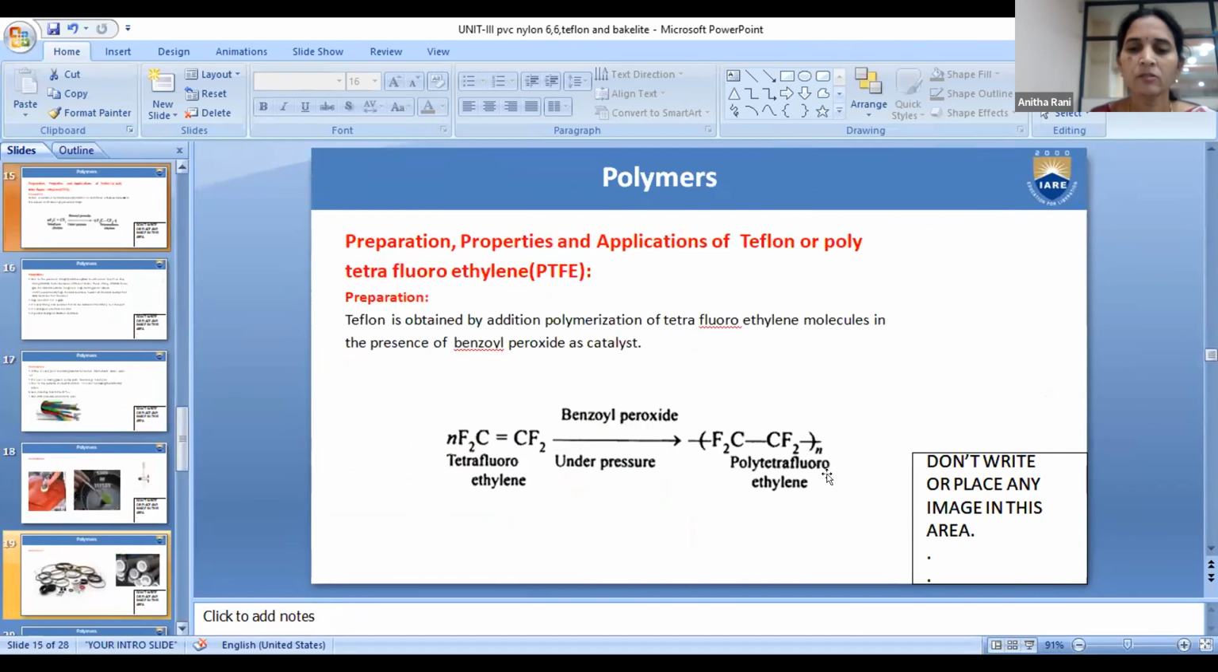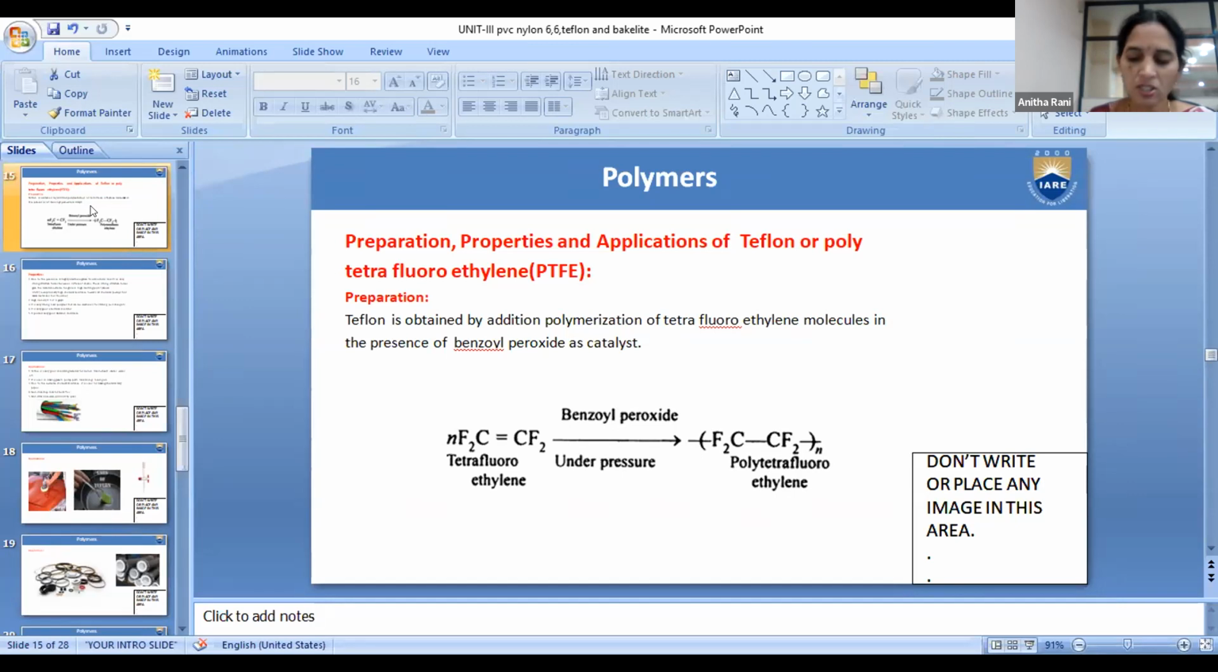Now Teflon, tell me which type of polymerization? Addition polymerization. What monomers are you taking here in Teflon? Tetrafluoroethylene. N number of tetrafluoroethylene you are taking, adding a catalyst benzoyl peroxide, applying heat and pressure, you will get polytetrafluoroethylene, a linear polymer, straight chain polymer.